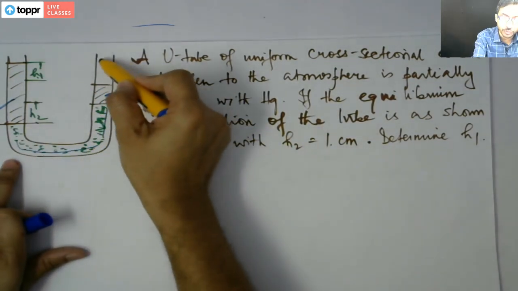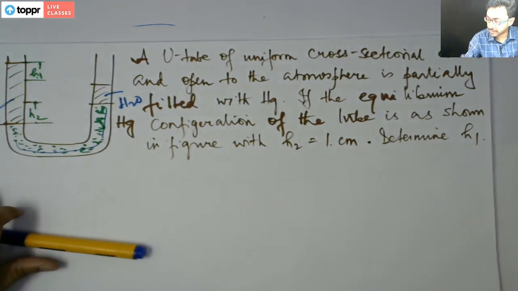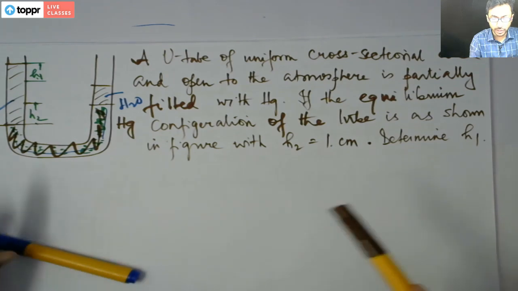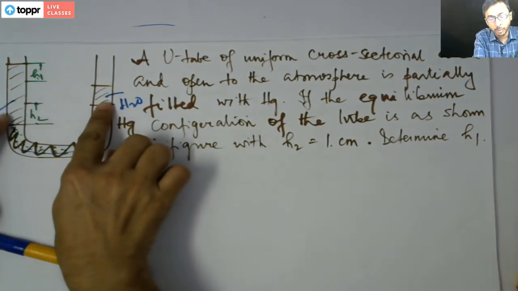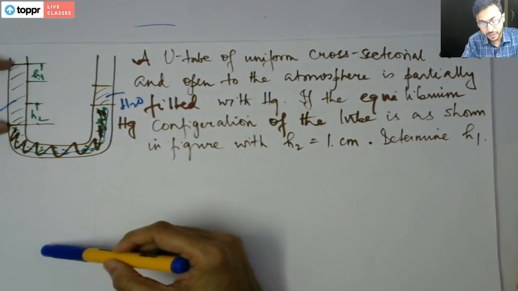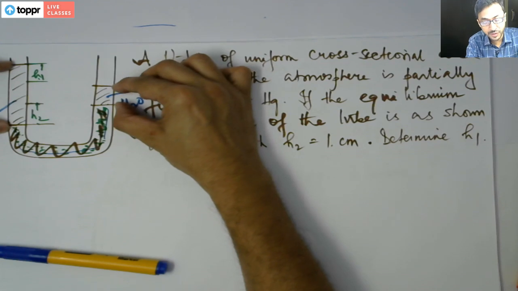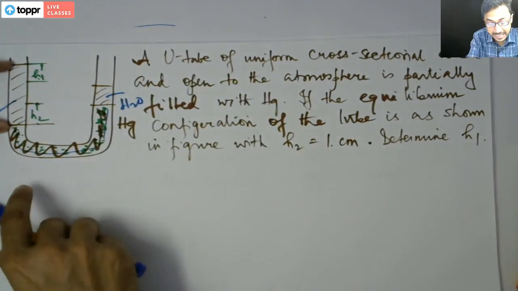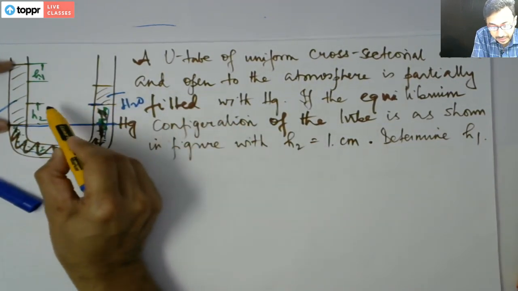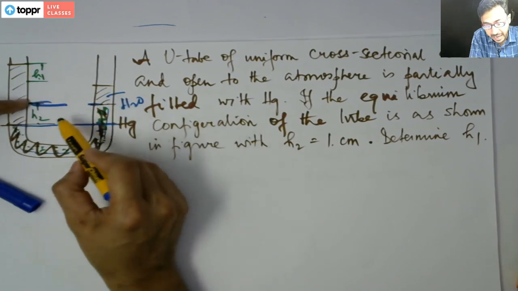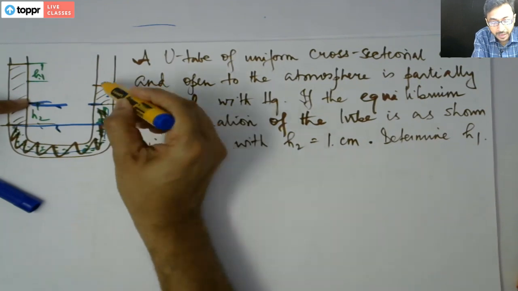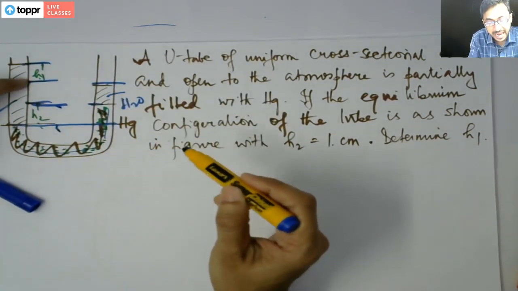This is the U-tube. This part is the mercury. And water is poured in both the arms of the U-tube, such that if you observe, this water is of this length, this water is of this length, and these lengths are also marked. See this and this level, this is H2. The difference between these two levels is H2, and the difference between these two levels is H1.